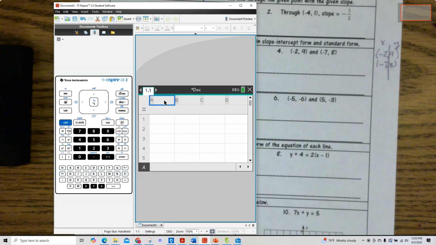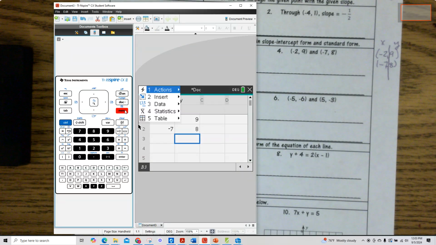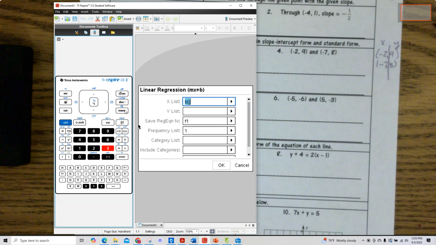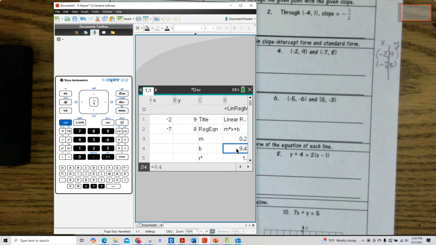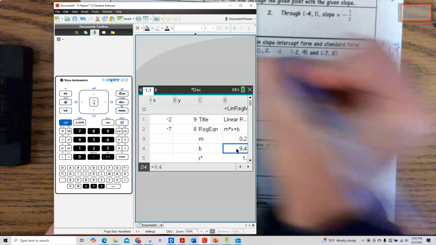New list in spreadsheets. Put an x next to the A, a y next to the B, and then type your numbers in. So my x's are negative 2 and negative 7. My y's are 9 and positive 8. Menu 4, 1, 3. Change the x list to x, the y list to y. And here's what we need, slope and y-intercept.